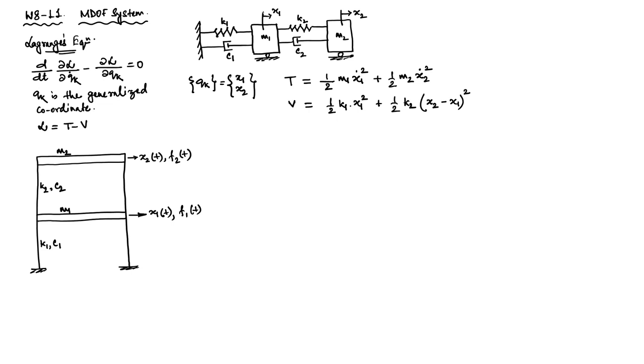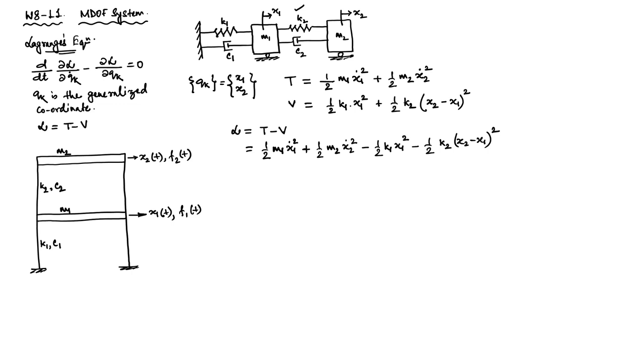I repeat again, we have two degrees of freedom. When we go to the second story, the spring k2 experiences a net deformation of x2 minus x1. Together these two give us the Lagrangian. So, Lagrangian L is equal to T minus V, which is equal to half m1 x1 dot square plus half m2 x2 dot square minus the entire quantity: half k1 x1 square plus half k2 times (x2 minus x1) whole square.